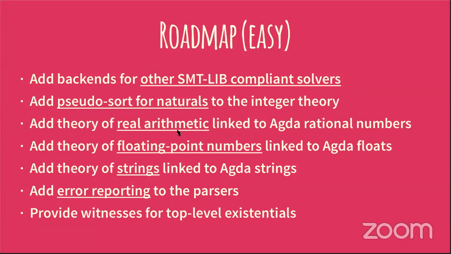A thing that we've been talking about is to have a pseudo sort for natural numbers in the integer theory, because natural numbers are, of course, way more prevalent in Agda code than integers. So reasoning about them would be nice. And we can probably make them a sort of pseudo sort by just, whenever we abstract over a natural number, also inserting the assertion that it should always remain 0 or larger. And that should be fairly simple to implement. Like I said, linking the theory of real arithmetic to Agda rational numbers should be fairly easy, vaguely unsafe, but still very useful in practice, although sometimes you might get incorrect results.